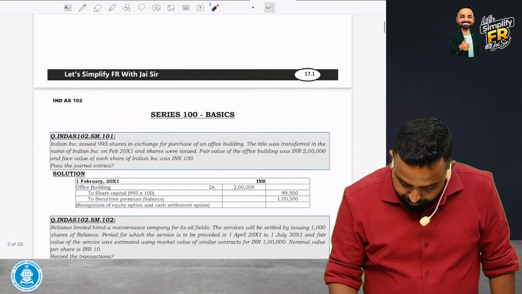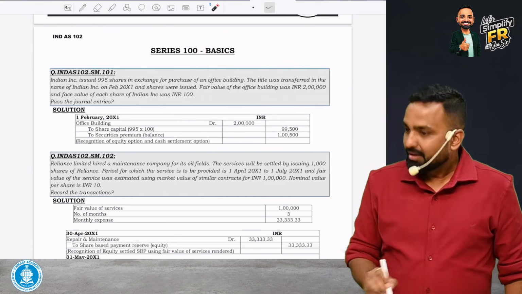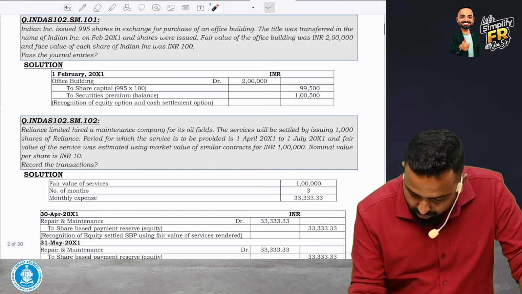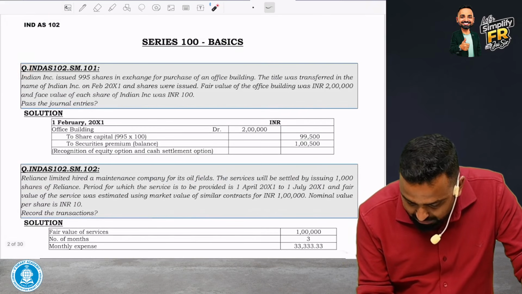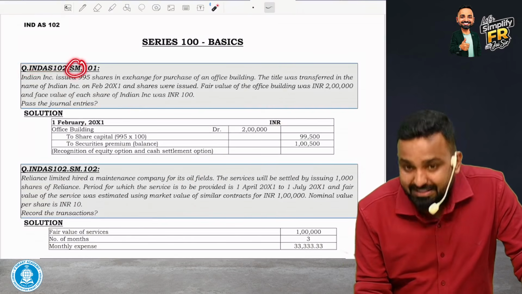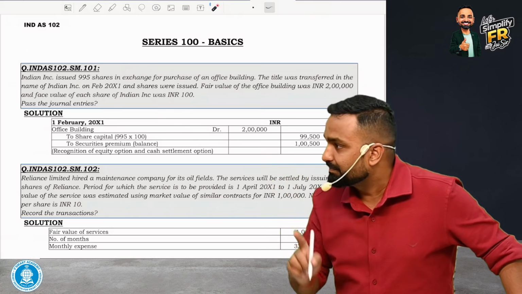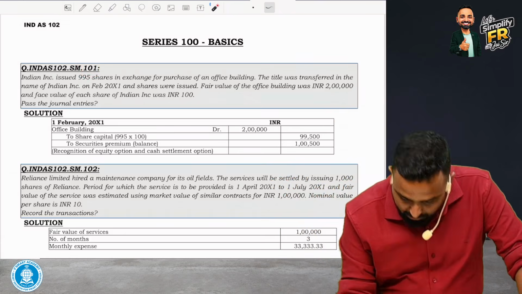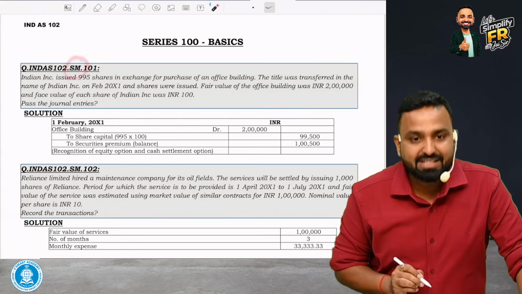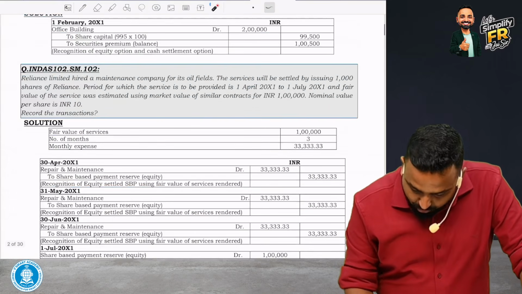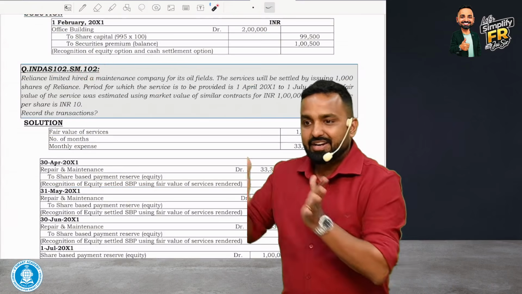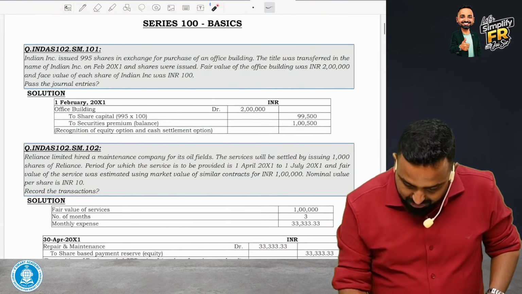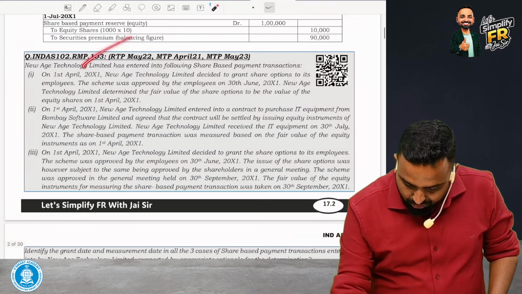So basic questions are series 100. This is the question number, and this is Ind AS 102. The SM means study mat, ICAI SM, and 101 means question number 101. Question number 101 I took from the ICAI material. Then question number 102. So this is the 100 series, which starts with question number 101. Understood or not? So question number 101, 102, 103.